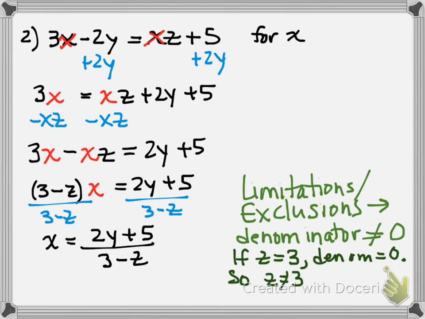z can't equal 3, because if it equaled 3, it would make a 0 in the denominator, and we can't divide by 0. So you need to look for potential exclusions from answers. The only thing you're looking for is what makes your denominator equal to 0. If something makes your denominator 0, we have to eliminate it as an answer choice. Let me give you another example.